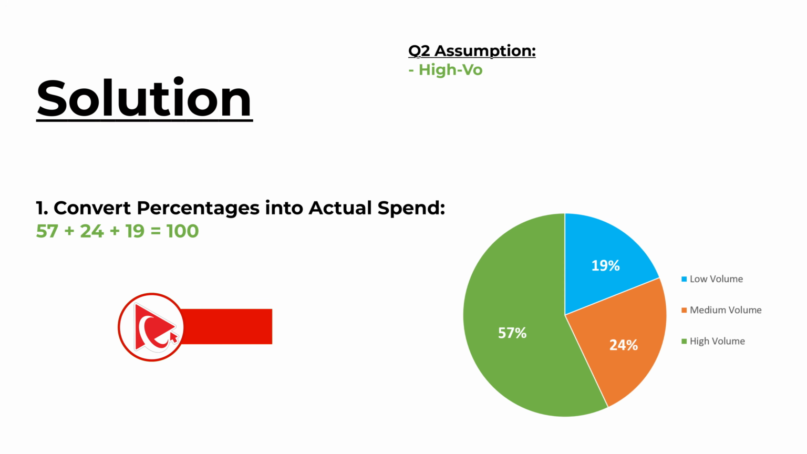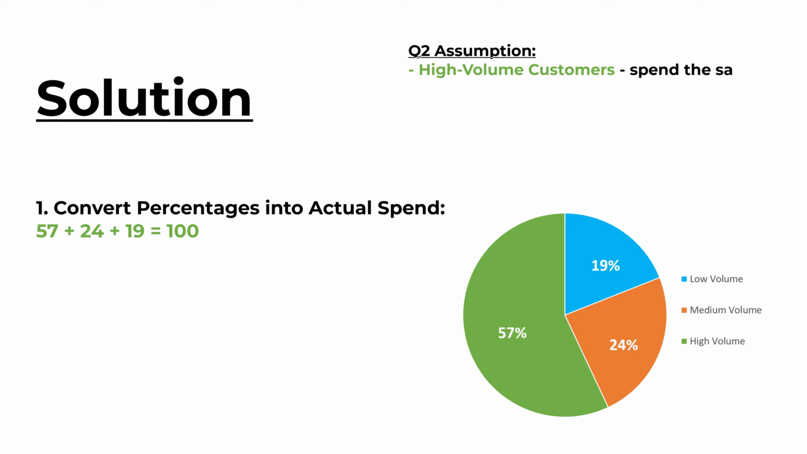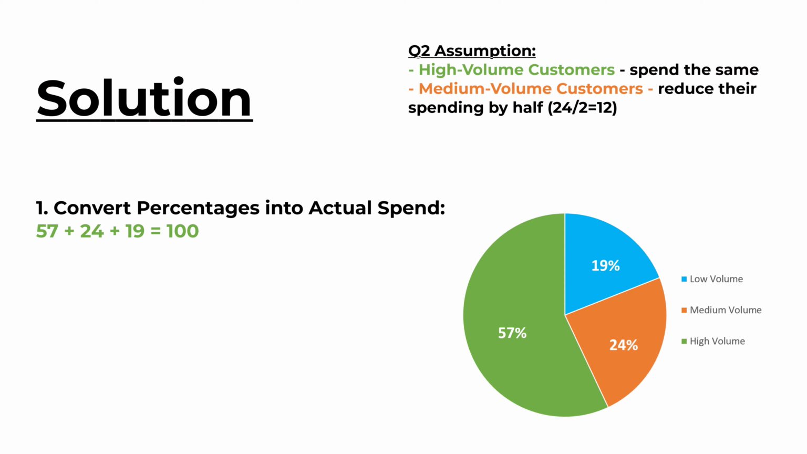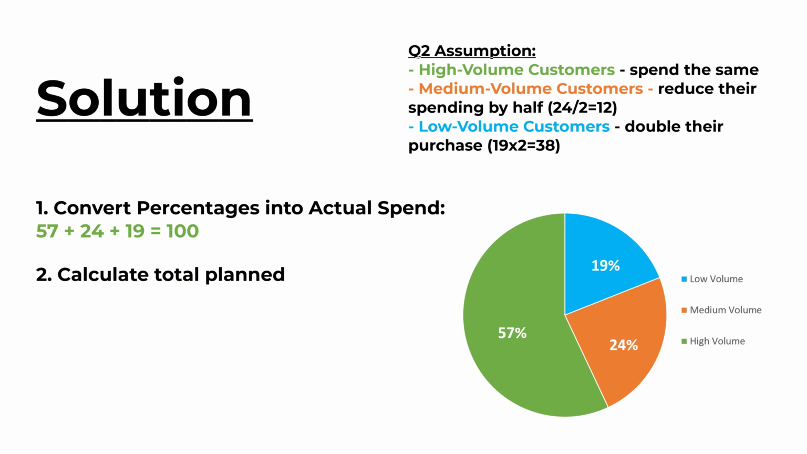Now, in the next step, we can calculate total planned spending in Q2. 57 for high-volume customers will remain the same, but we know that the medium-volume customers will spend half, and half of 24 is 12. And then we know that the low-volume customers are planning to double their spending, which would be equal to 19 multiplied by 2 is 38. So the new equation will be 57 plus 12 plus 38, which would be equal to 107.